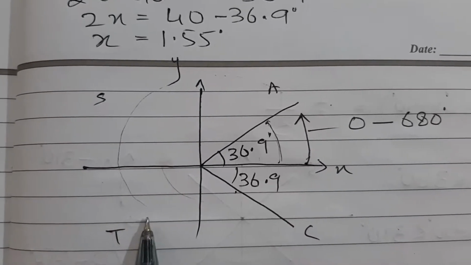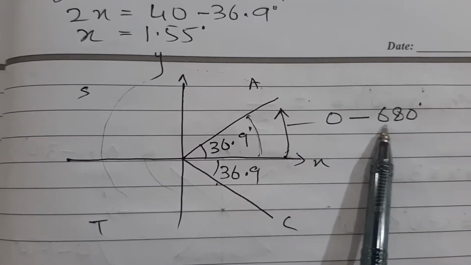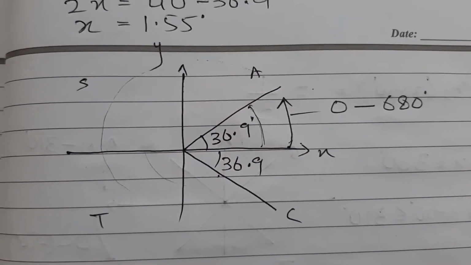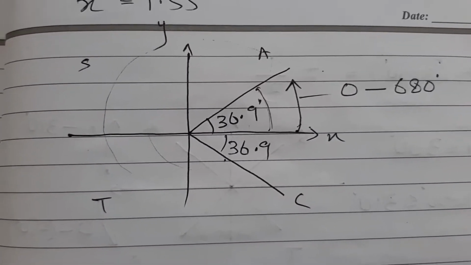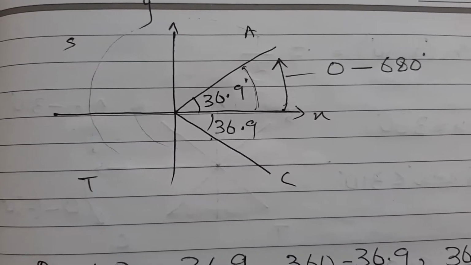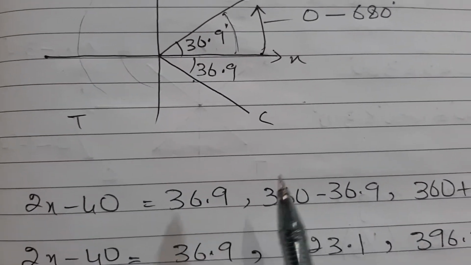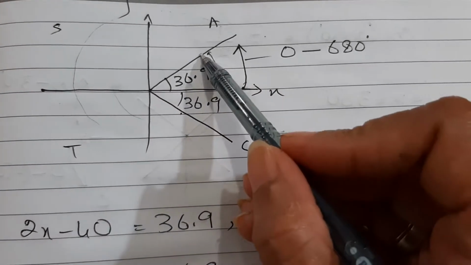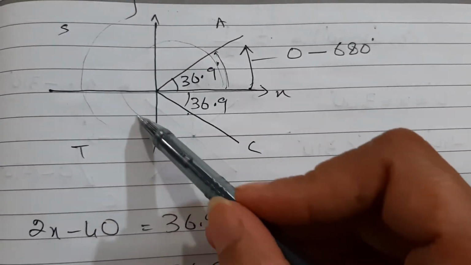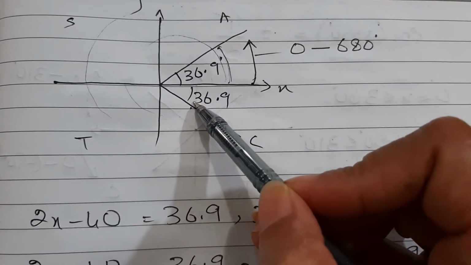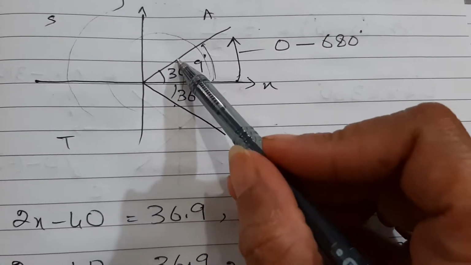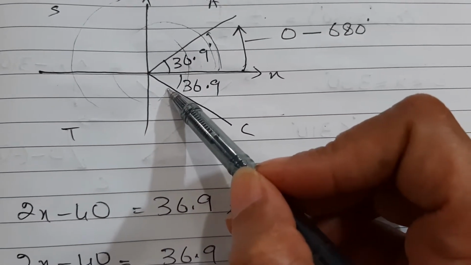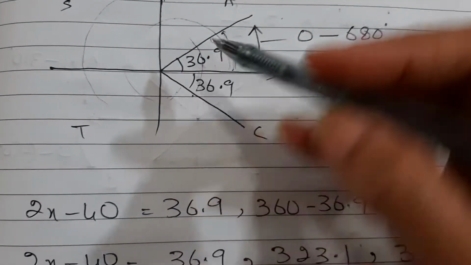Now we have to check the rotation from 0 to 680 degrees. We got one answer while rotating from 0 to minus 40 clockwise. Now anti-clockwise, because the basic angle lies in the first and fourth quadrant since the cos ratio was plus. So when I rotate from here, one answer will be 36.9, the other answer will be 360 minus 36.9, then 360 plus 36.9, and then I will stop here. It will be somewhere here.